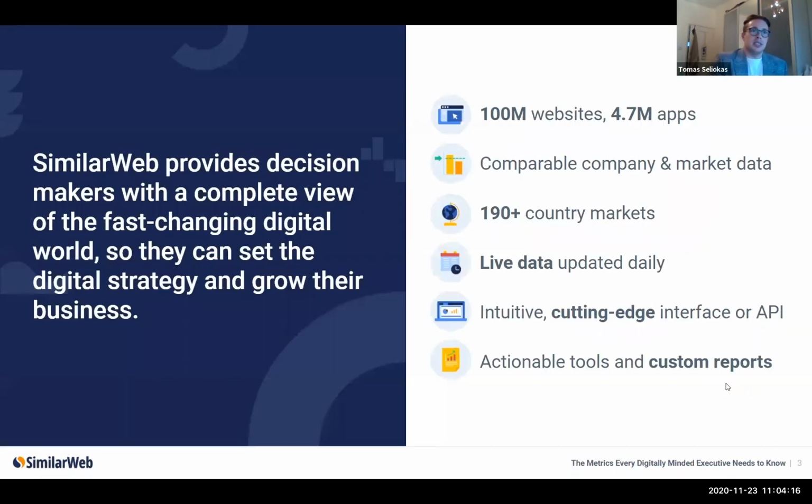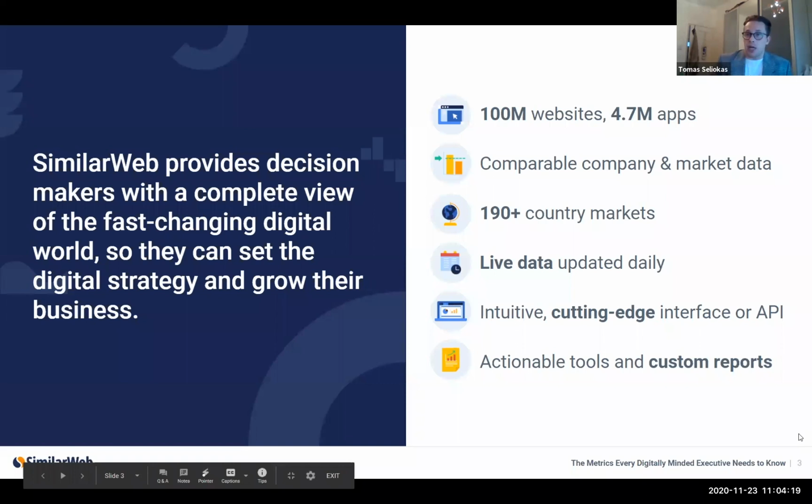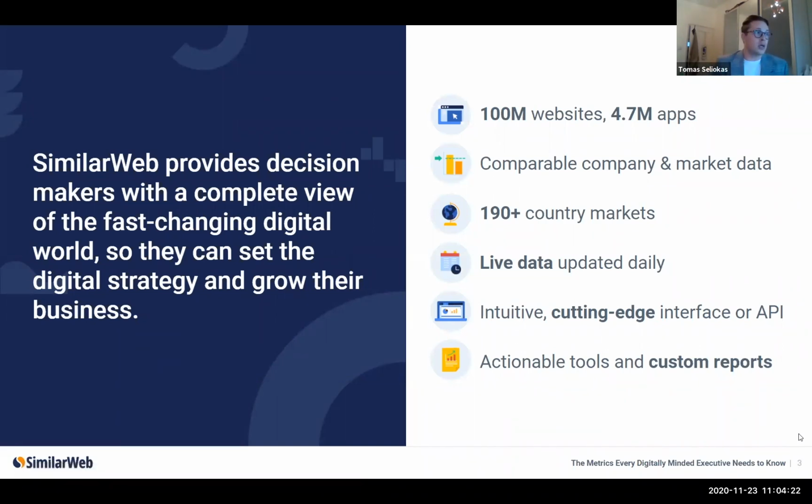Let me maybe start by introducing Similarweb in case some of you haven't heard of it before or you're just joining your first webinar. What Similarweb does is provide decision makers with a complete view of the fast-changing digital world, so you can set the digital strategy and grow your business. It was never more important than now with COVID, as everything is changing so fast. Relying on old strategies and digital tactics is very difficult, as you don't know how the industry is behaving, and everything is lagging behind if you don't have data that is live and very recent.